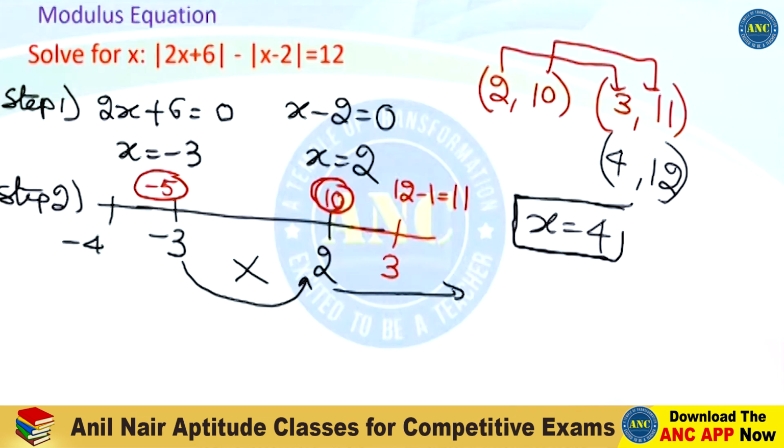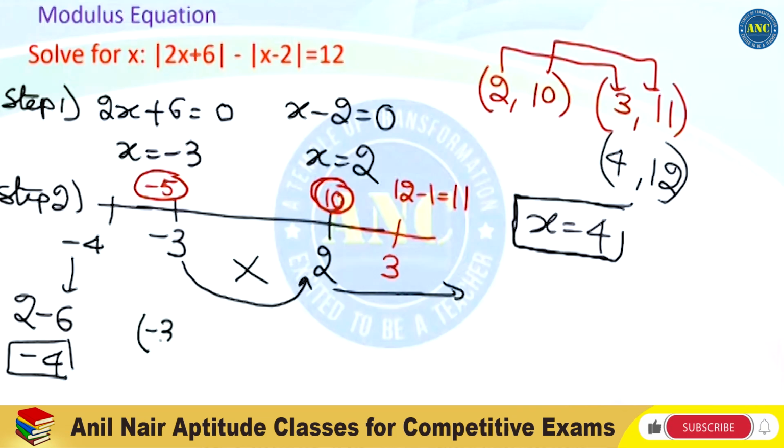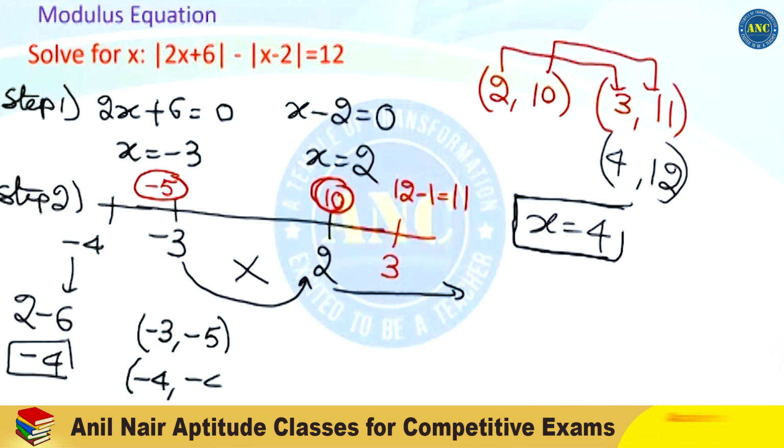Please remember, on a number line you are going to the left hand side of minus 3. Don't take minus 2, take minus 4. If I take minus 4, 2 into minus 4 is minus 8. Minus 8 plus 6 is mod of minus 2, which is 2. Minus 4 minus 2 is mod of minus 6, which is 6. So 2 minus 6 is nothing but minus 4. So if x value is minus 3, y value is minus 5. If x value is minus 4, y value is minus 4.